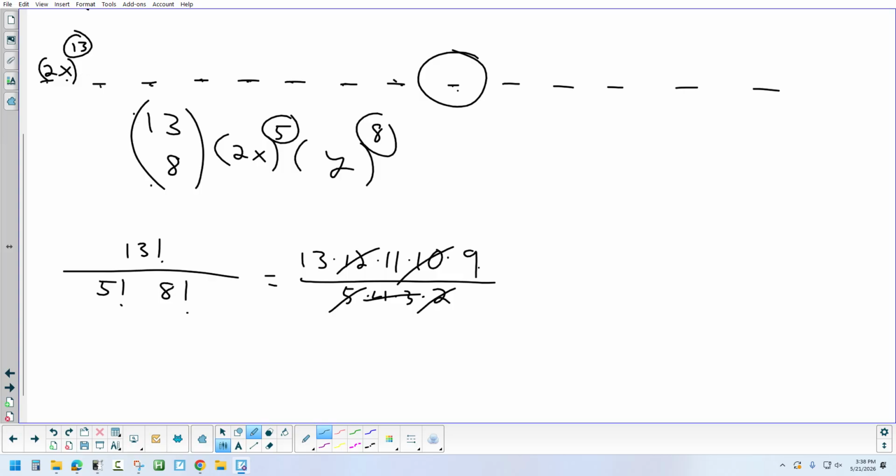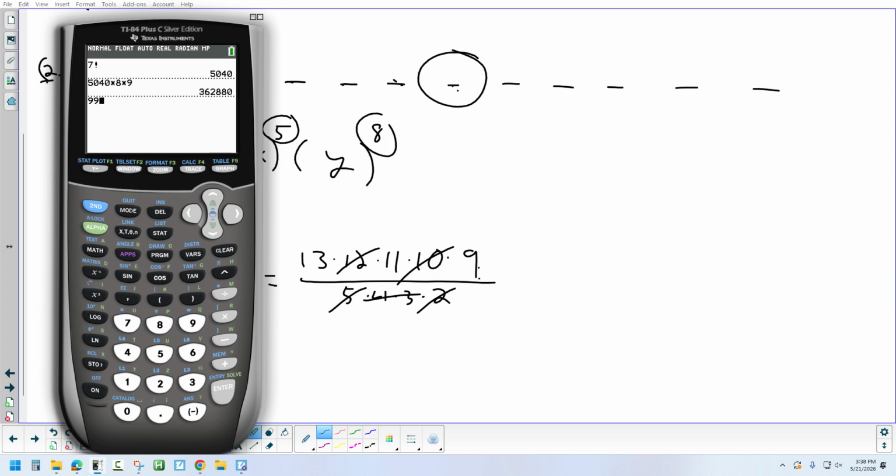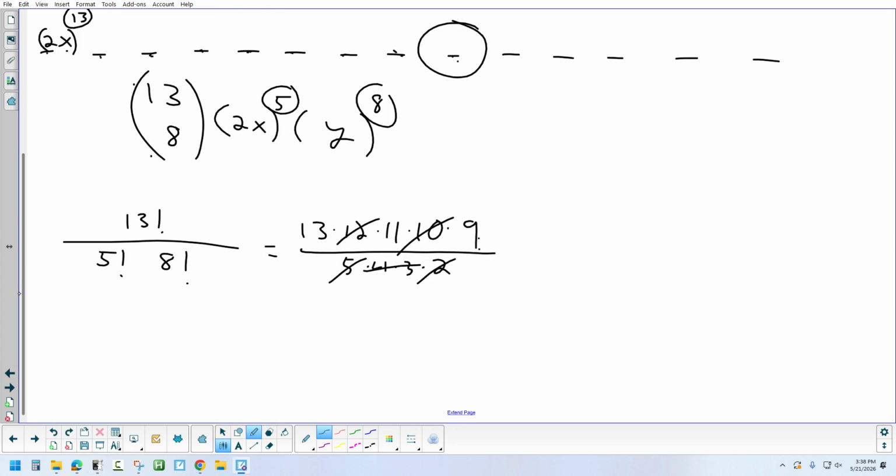11 times 9 is 99. I need 99 times 13. Not that big, but big enough we can use our calculator. So 1,287. Okay, so we got the number.